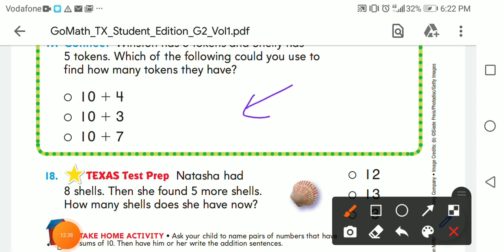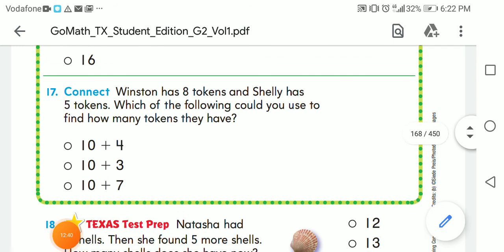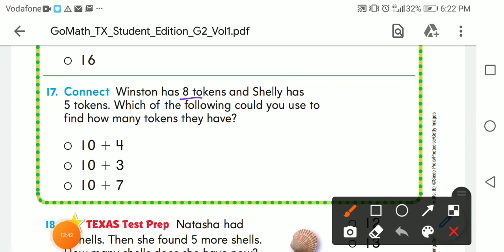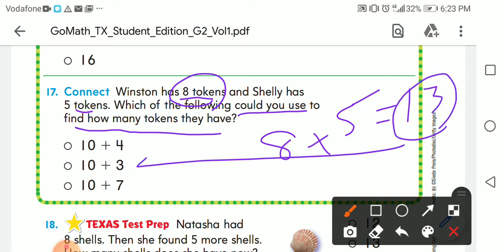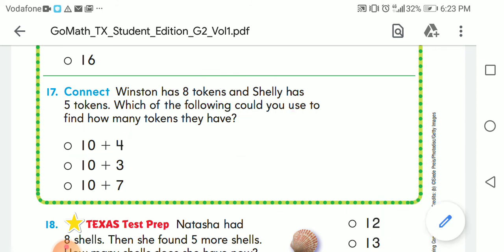Okay, let's see this problem. Here he asked me, Winston has 8 tokens and Shelly has 5 tokens. Which of the following could you use to find how many tokens they have? We have here the sum of 8 and 5 is what? After 8, 9, 10, 11, 12, 13. So which one here gives me 13? 10 plus 3, right?